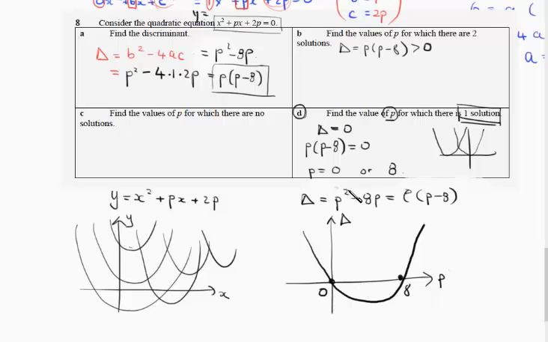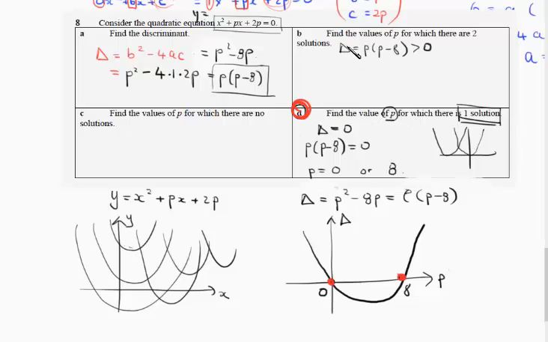So from this one, for d, because the delta has to be 0, we found the value of p equals 0 here and p equals 8 here, as you can see. For those two values, see the delta is 0. Do you see that? Because this is the y value. The y value is 0. That's why delta is 0. So that's the values 0 and 8 that satisfy this condition here.